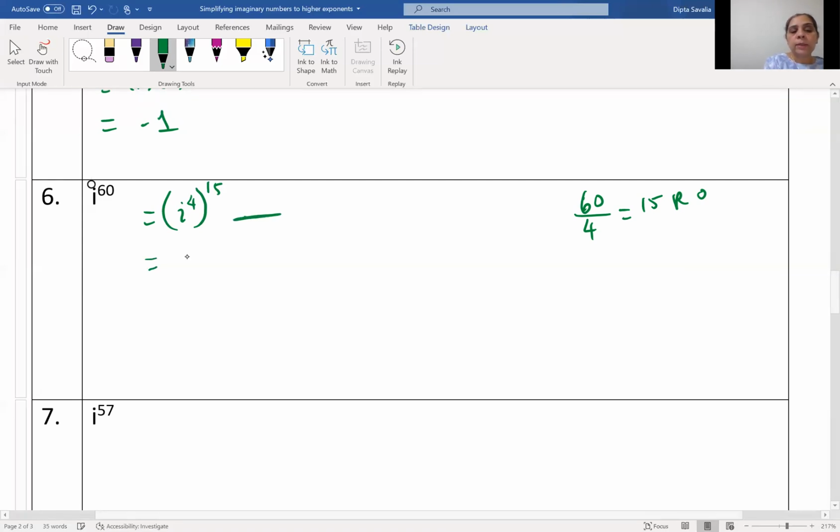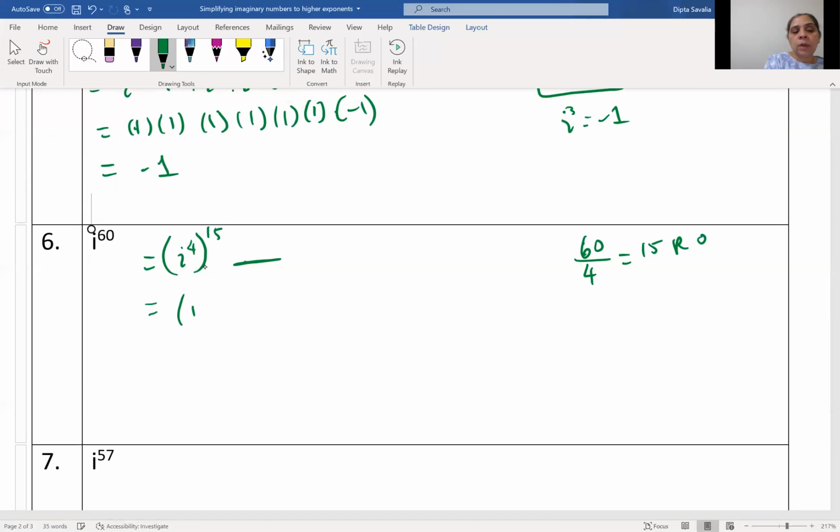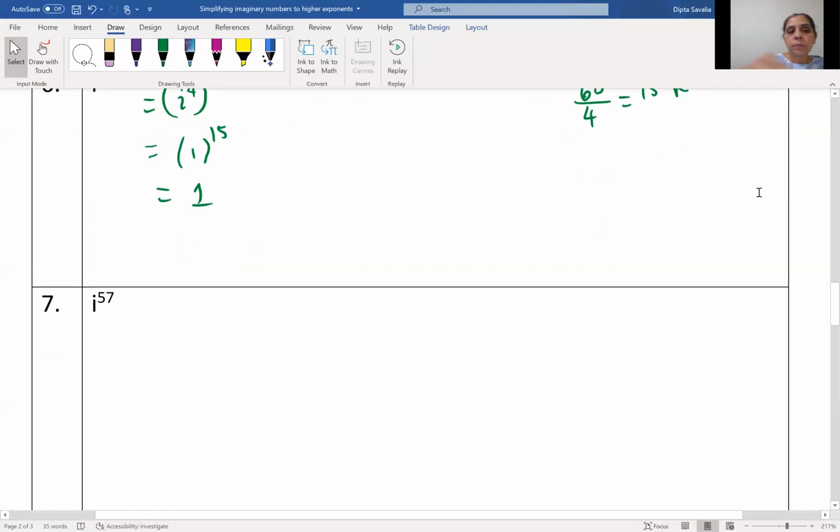So you will get just i to the fourth power is 1, and 1 to the 15th power is what? 1. So that's how you can do it. Now let's see the next one.